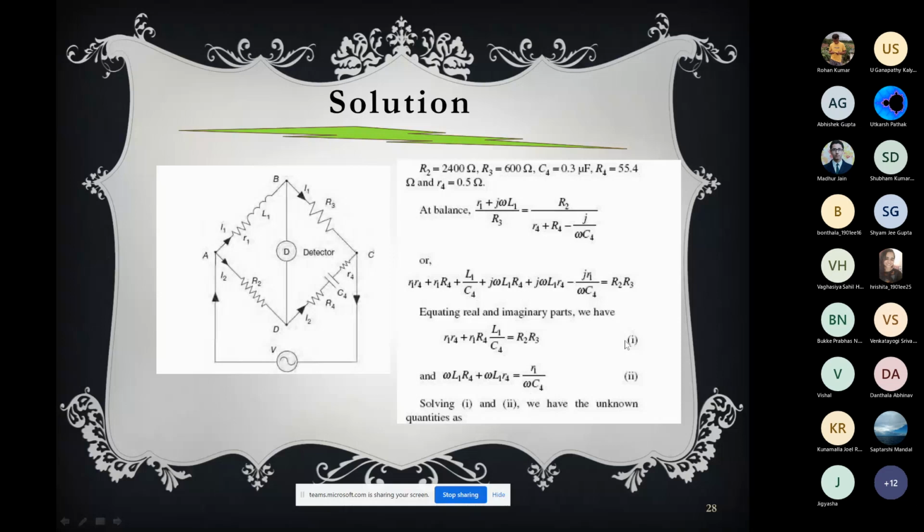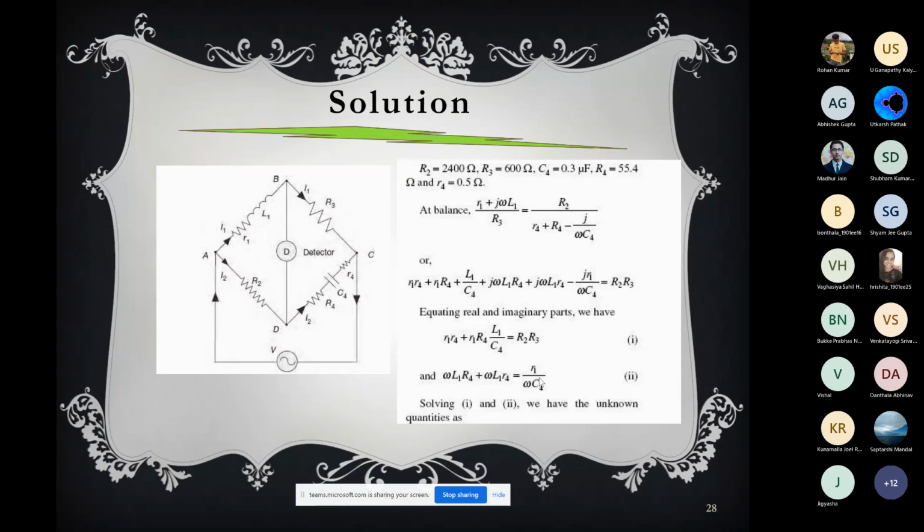Now in equations 1 and 2, what are the unknowns? The unknowns are capital L1 and small r1, and you see that R4 is known, and R2 R3 are also known. Here omega is known, and R4 is known. So you have two algebraic equations where two unknowns are there, so this can be solved.